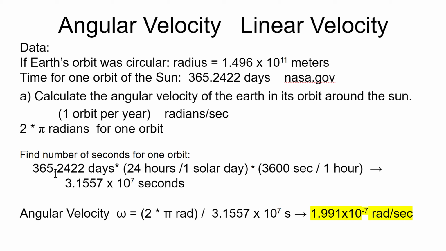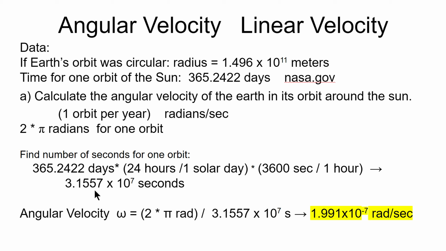Well, we were given 365.2422 days for the time for the Earth to go around the Sun once. There are 24 hours in one day, so there's a day unit. And then the solar day would be getting the Sun back directly south. How much time has elapsed? So that's 24 hours in a day, 3,600 seconds in an hour. So I get 3.1557 times 10 to the 7th seconds for a year.